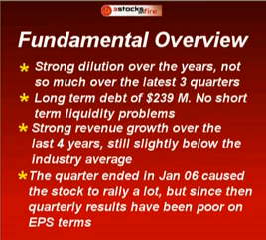The fundamental overview, let's see. There was strong dilution over the years, not so much over the latest 3 quarters. Long-term debt of 239 million, no short-term liquidity problems. That explains why there's not so much dilution recently. Strong revenue growth over the last 4 years, still slightly below the industry average. The quarter ended in January 06 caused the stock to rally a lot, but since then quarterly results have been poor on earnings per share terms.